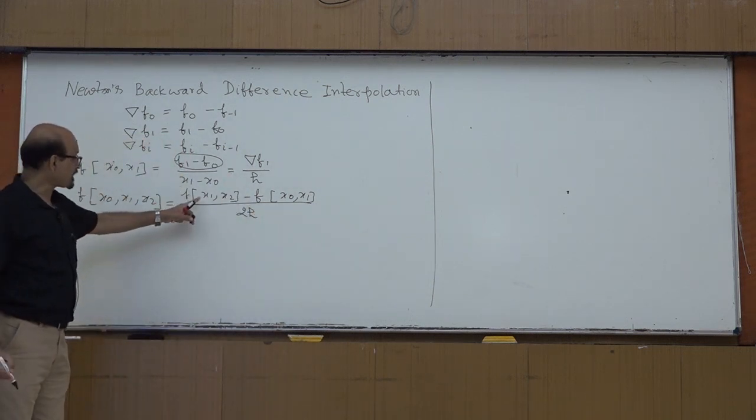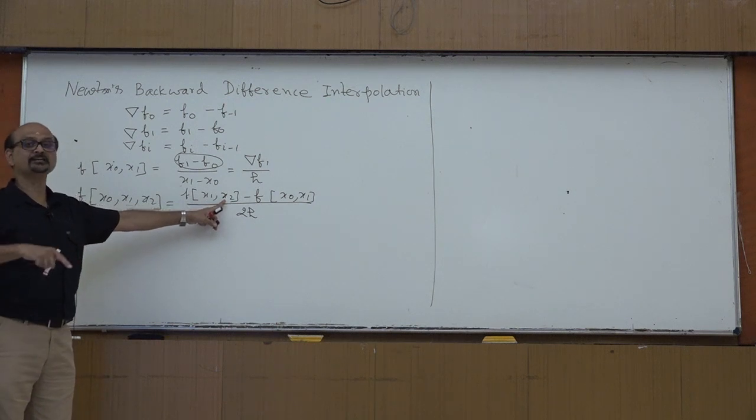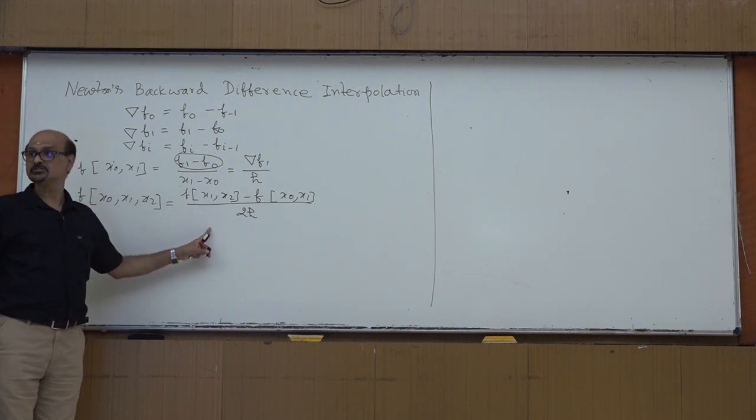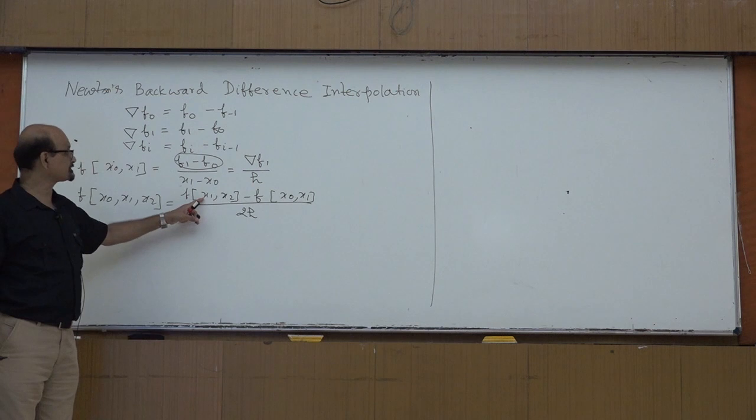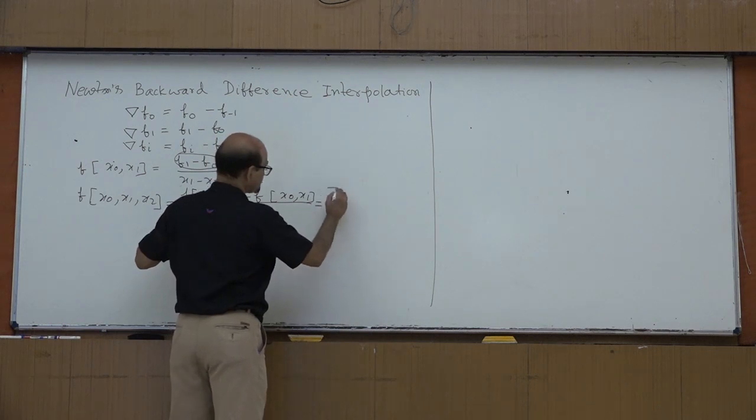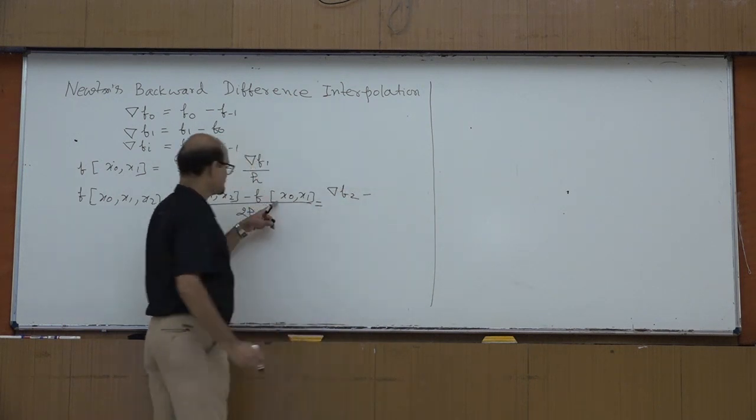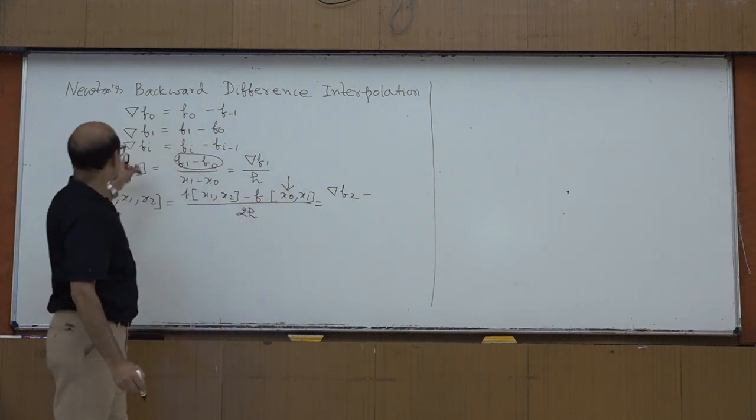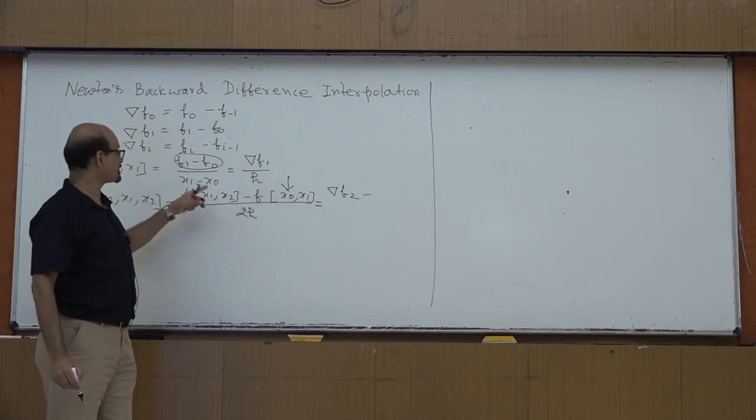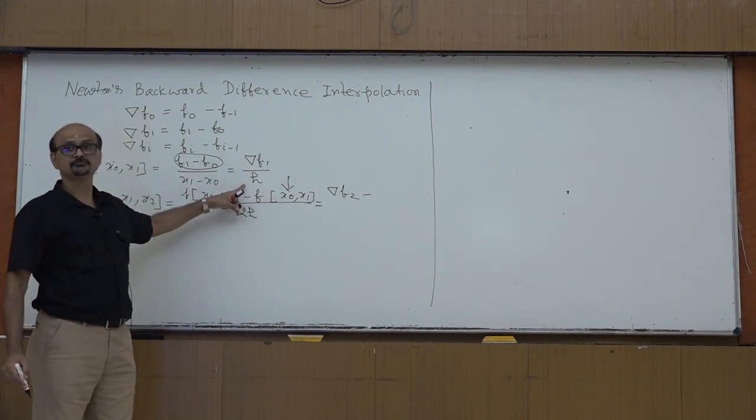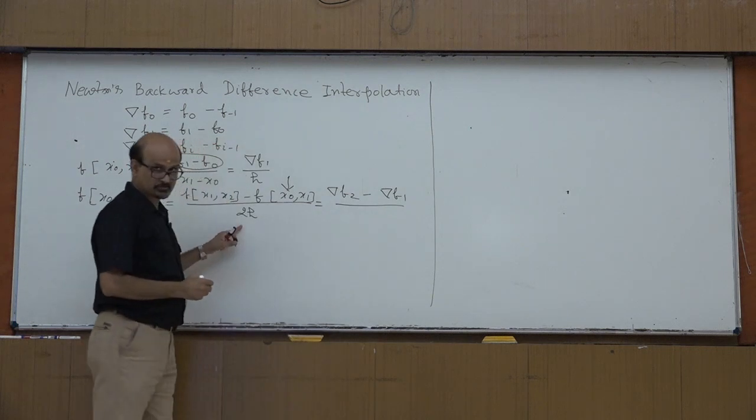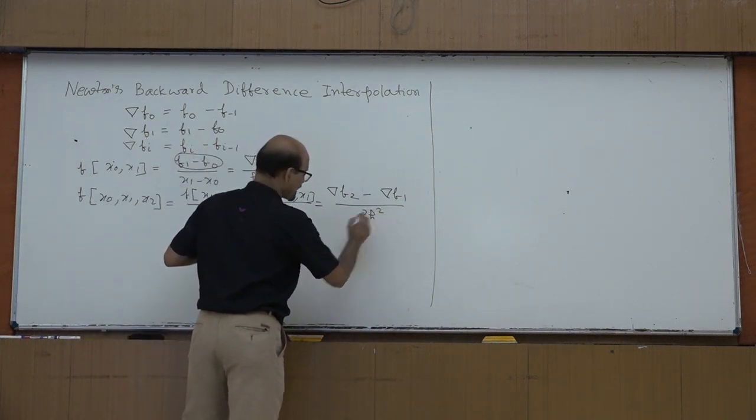Fine. Now, f[x1, x2], if I want to write again in terms of function, what we'll get? f2 minus f1 by h, since x2 minus x1 is h. And that f2 minus f1 is what in terms of backward difference? Nabla f2. Then f[x0, x1] is nabla f1 by h, that means f1 minus f0 by x1 minus x0, that is nabla f1 by h. Both have denominator h, so this will make it 2h square.